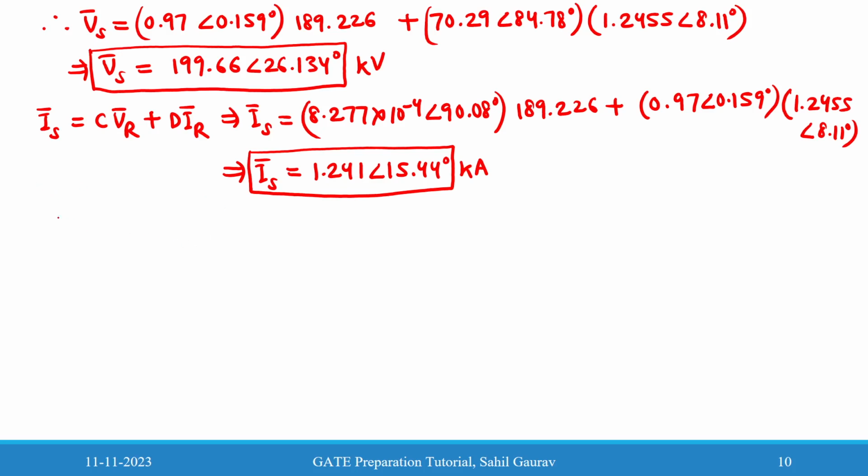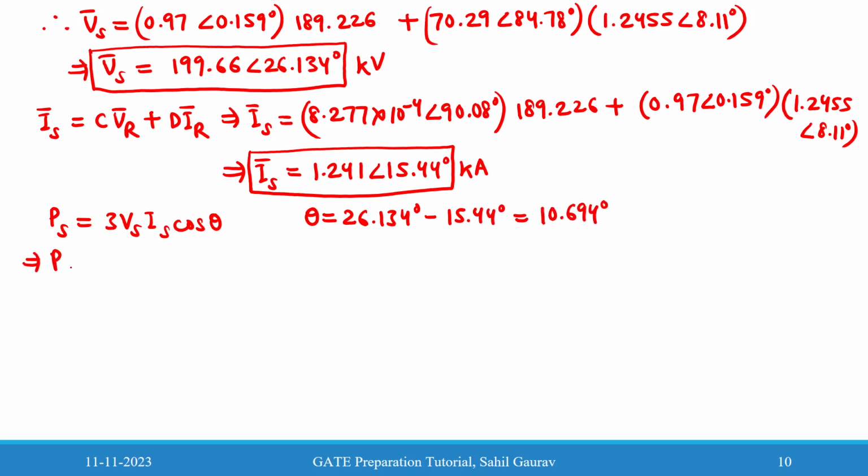Now we can find the sending end power. So PS will be 3 VS IS cos theta. Theta is the angle between the sending end voltage and sending end current. So how can we find theta? Theta is equal to the difference between the sending end voltage angle and the sending end current angle: 26.134 degree minus 15.44 degree. So it is coming as 10.694 degree.